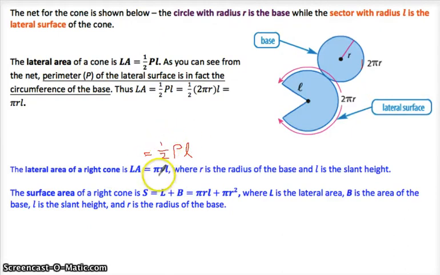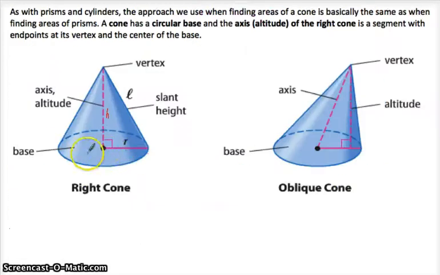Then again, if we're going to find total surface area, all we have to do is add on one base, and here that base is the base of the cone, this circular base at the bottom.